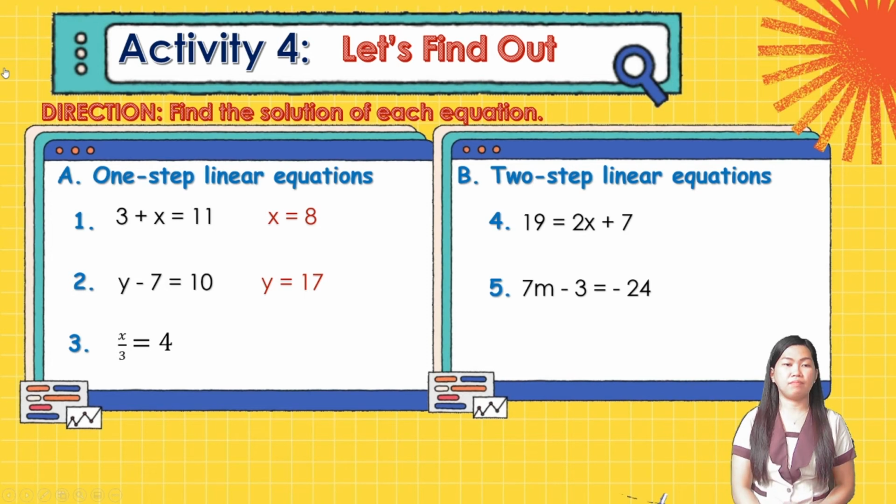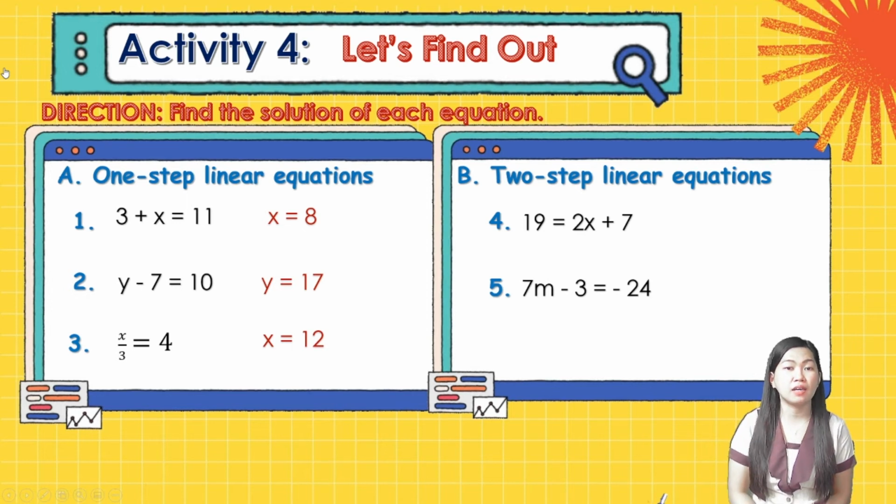Next, number 3. x over 3 is equal to 4. So we have here x over 3, and the operation here is what? Division. So what is the inverse of division? Multiplication. By multiplying 3 to both sides, the answer is 12, because 3 times 4 is equal to 12.